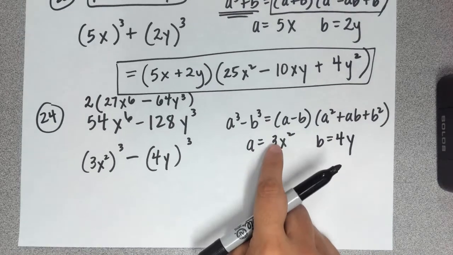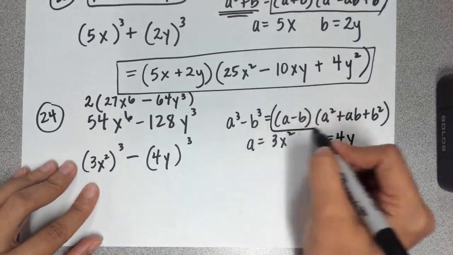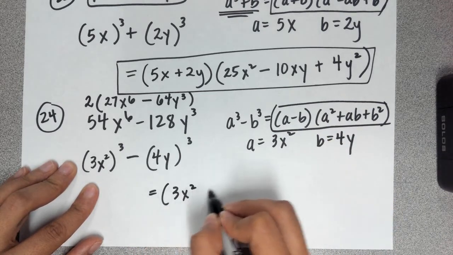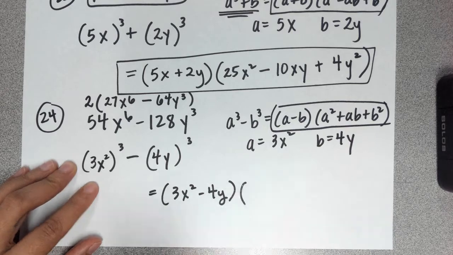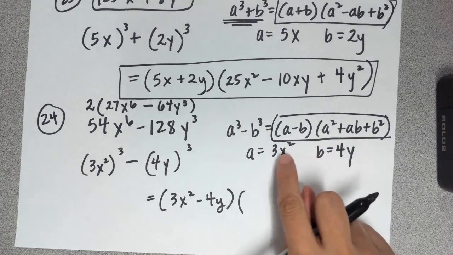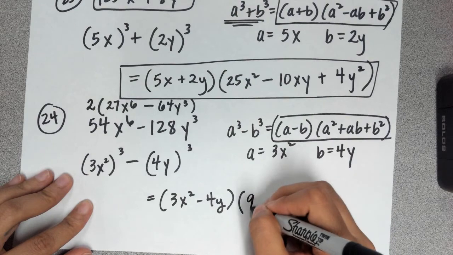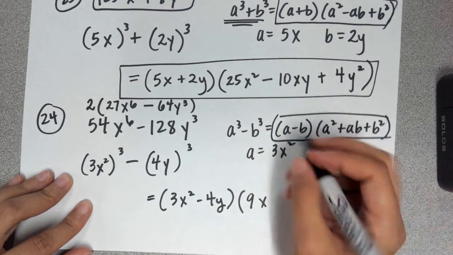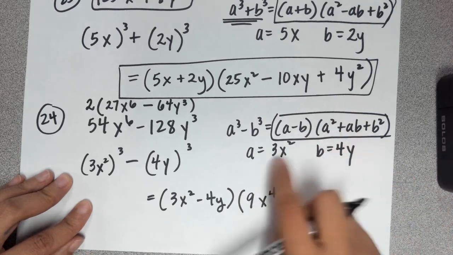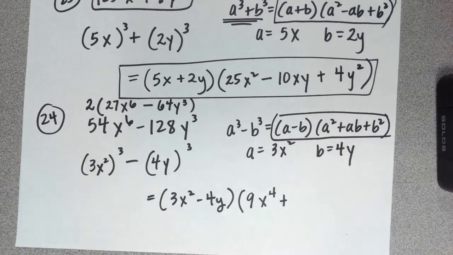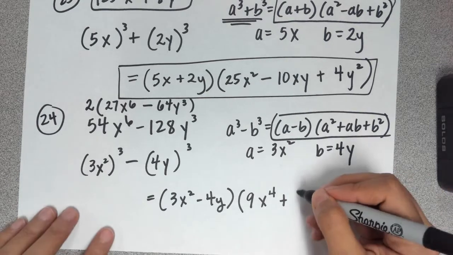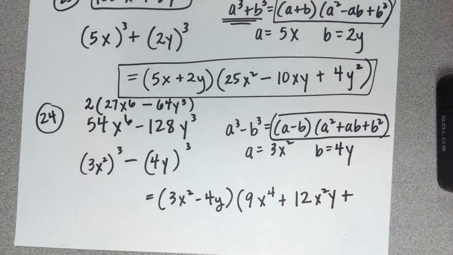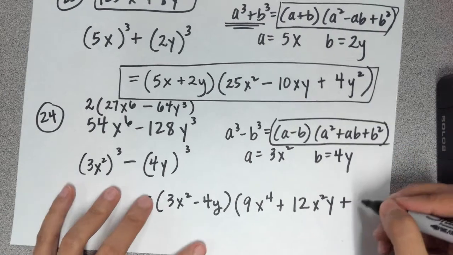So now I need to plug it into this part. So you get a minus b, so 3x squared minus 4y. And then a squared should be 3 squared is 9. X squared squared, what is x squared squared? X to the 4th. Plus multiply your a times b, so 3 times 4 is 12. X squared y. And then b squared would be 4 squared is 16.